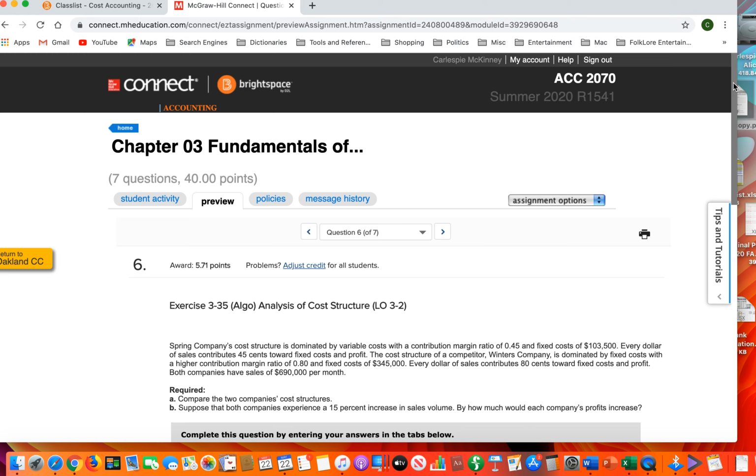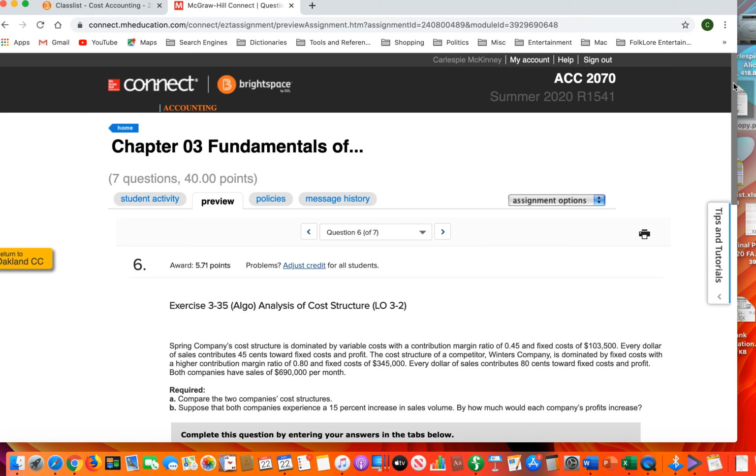Winters has a contribution margin ratio of 80% versus the $345,000 fixed cost. Okay, and they both have the same level of sales. Well, remember what contribution margin ratio is? It is the contribution margin divided by sales. That is your contribution margin ratio.